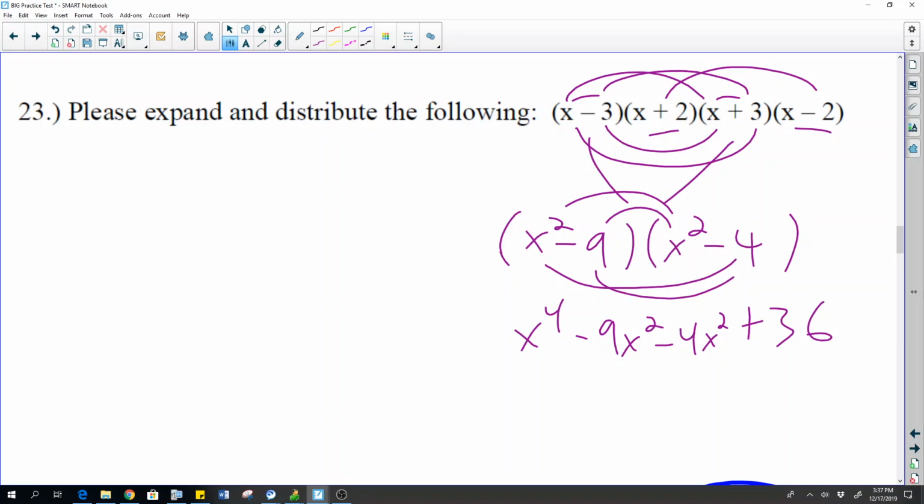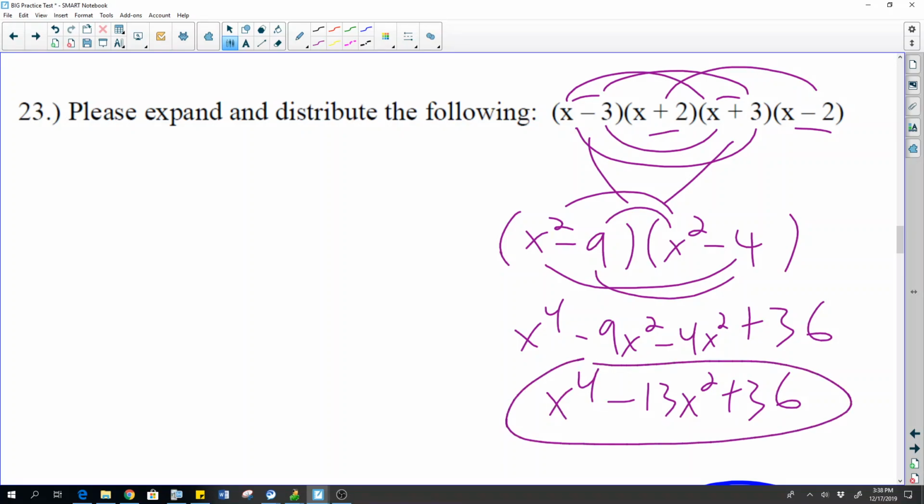So we have negative 9, negative 4, 9, 10, 11, 12. Is it 13? 9, 10, 11, 13. So negative 13x squared goes there. Bring down our 36. And then x to the 4th power. So there's that one.